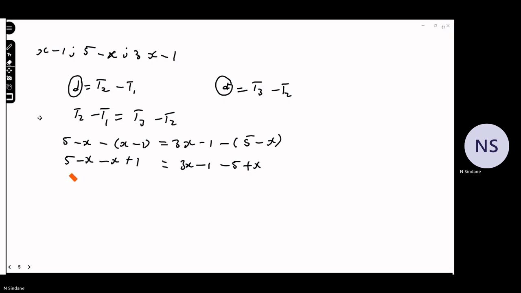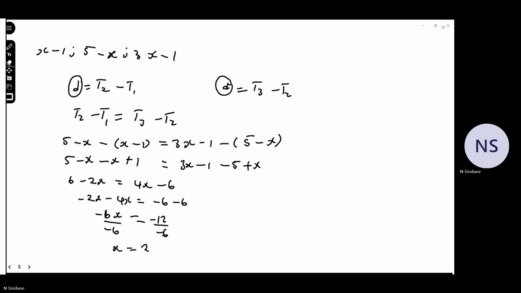And then 5 plus 1 is 6. This will be 6 minus 2x, which is equal to 4x minus 6. And then rearrange: I'm going to have negative 2x, negative 4x is equal to negative 6, negative 6. This will be negative 6x is equal to negative 12. And then divide by negative 6, divide by negative 6. Therefore, the value of x is equal to 2.